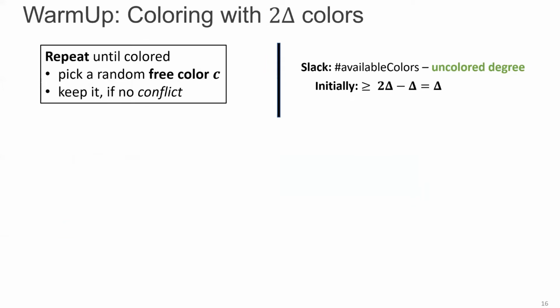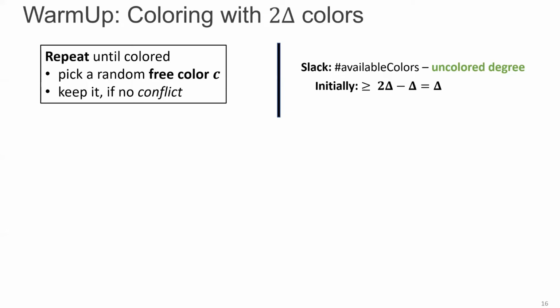What happens if we want to color with 2 delta colors instead of delta plus 1 colors? And then we need one definition. This is the definition of the slack of a node. This is the number of available colors in the list of a node minus the uncolored degree. It's basically how much freedom there is. And if we color with 2 delta colors, then initially this slack is delta, because you have 2 delta colors available, but at most delta uncolored neighbors. So you have a slack of delta.